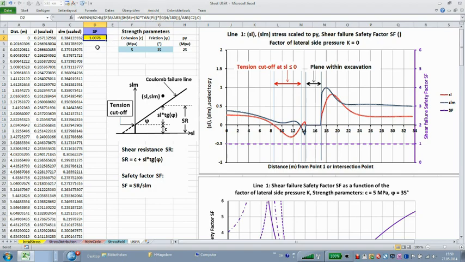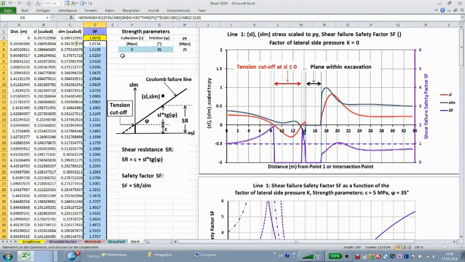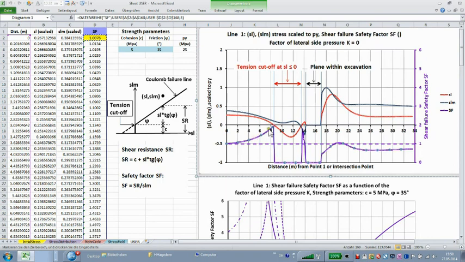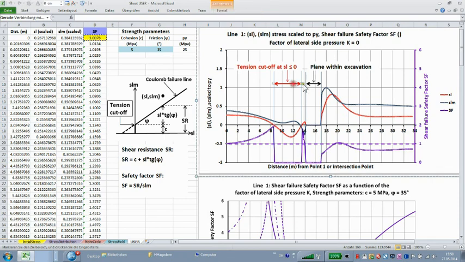I now copy the cell containing the formula for the safety factor down along the plane. In the diagram, the magenta line shows the distribution of the safety factor along the plane in sheet stress field. The safety factor's ordinate is given on the right of the diagram. Due to the tension cutoff and the plane section within the excavation, the safety factor's distribution contains discontinuities.